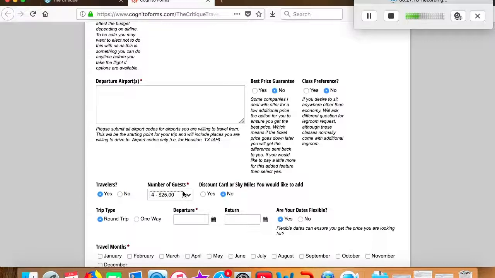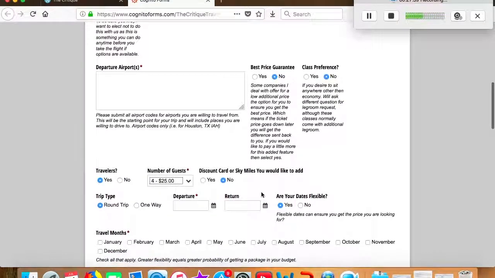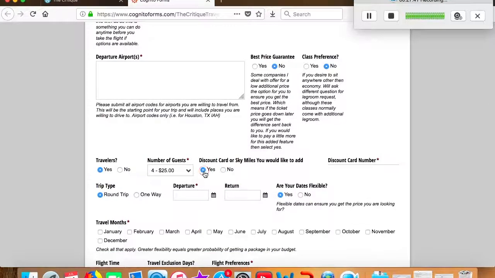So if it's 2 of you going, expect that you're going to see a booking fee of $75: $50 for the first person, $25 for the additional person. And then if you add a third person, it's going to be another $25. Okay, so here, what I stated before, is there a discount card or Sky Miles you would like to add? If you have that, click yes. And as you can see, your discount card number can be added here. If you do not, click no, and we just move on.